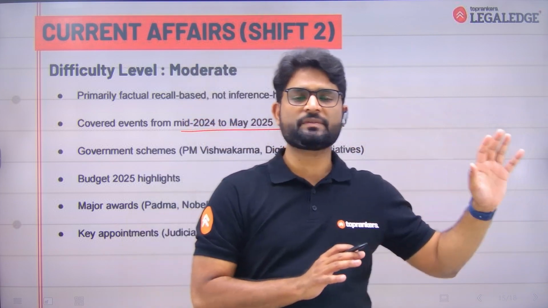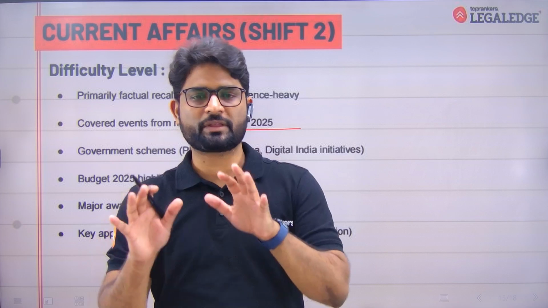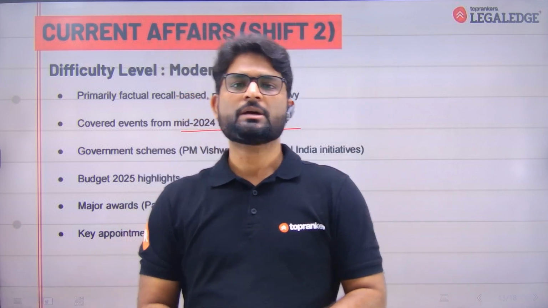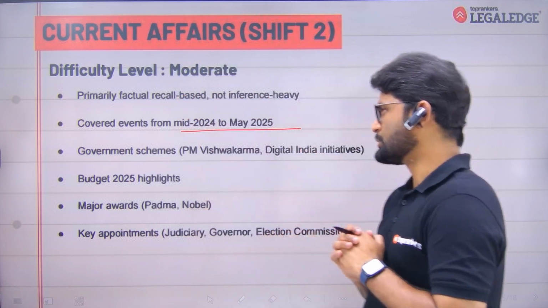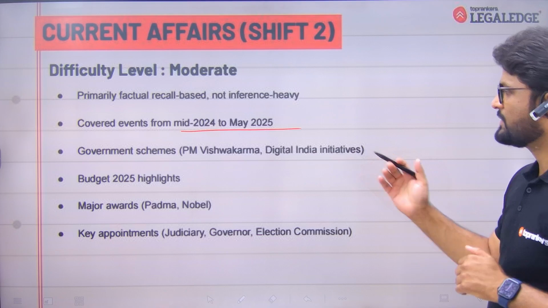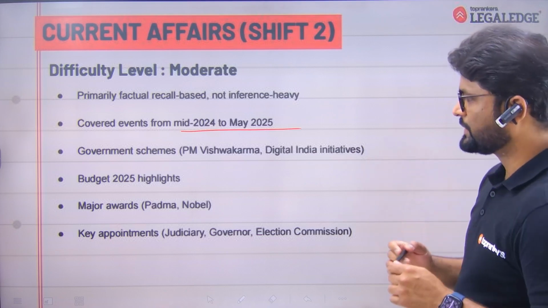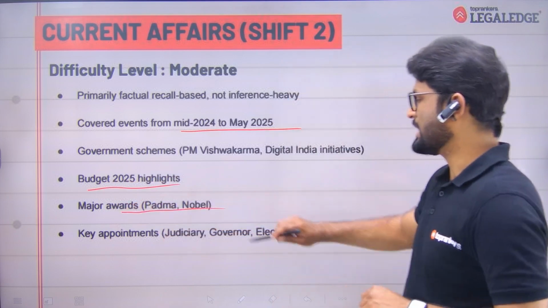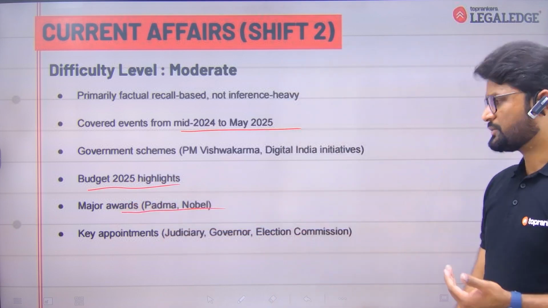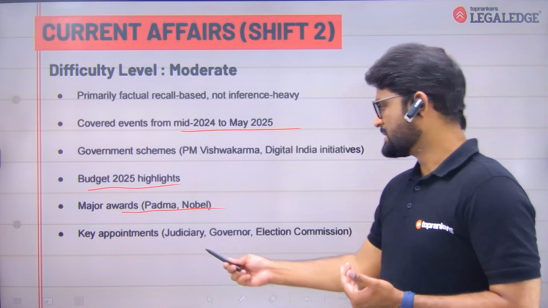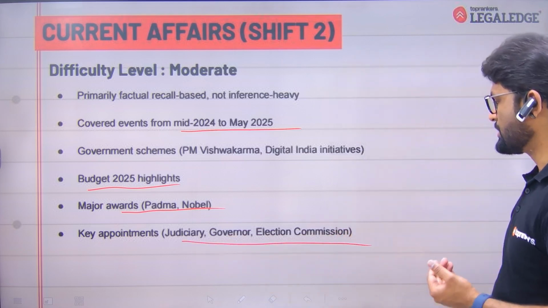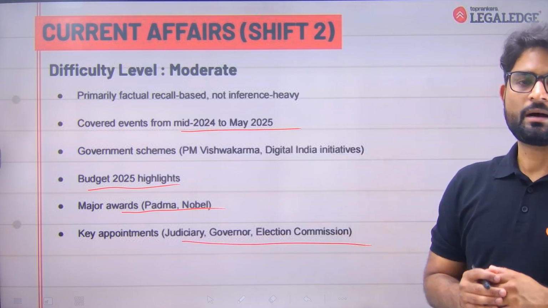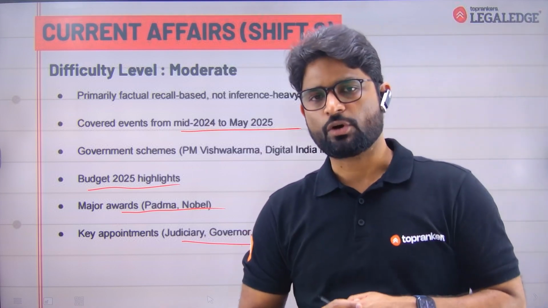It doesn't happen every year. But if you have sufficient time, and you are starting to prepare from this point, you can definitely cover 12 to 15 months of current affairs also. Government schemes were asked, like PM Vishwakarma and Digital India initiatives. The budget highlights were there, major awards like Padma Bhushan and the Nobel Prize, and key appointments related to the judiciary, governor, and Election Commission. These were the questions which comprised the current affairs section of shift 2.